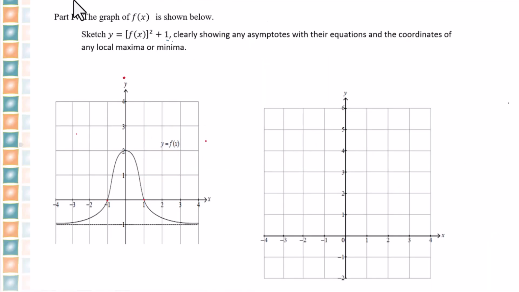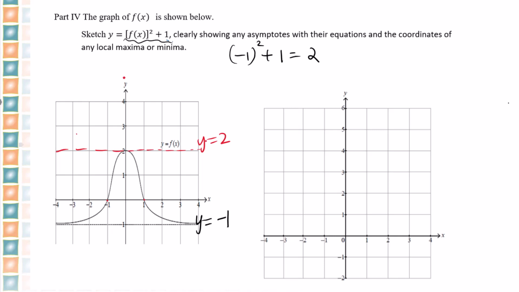The graph of f of x is shown below. Sketch y equals f of x squared plus 1, clearly showing any asymptotes with their equation and the coordinates of any local maximum or minimum. y equals negative 1 is a horizontal asymptote line. Based on this rule, negative 1 squared plus 1 equals 2. So y equals 2 is the horizontal asymptote line.